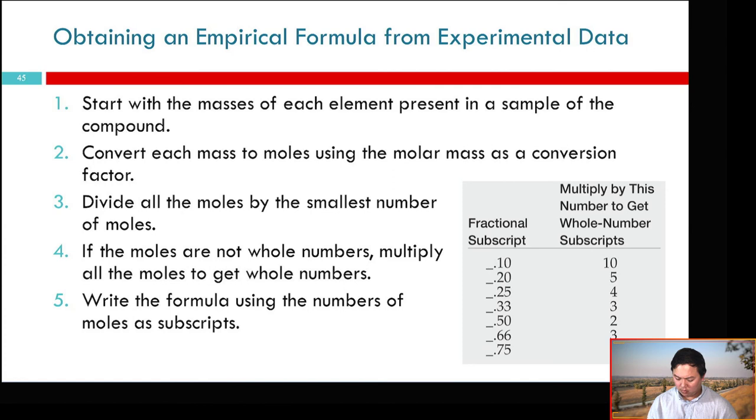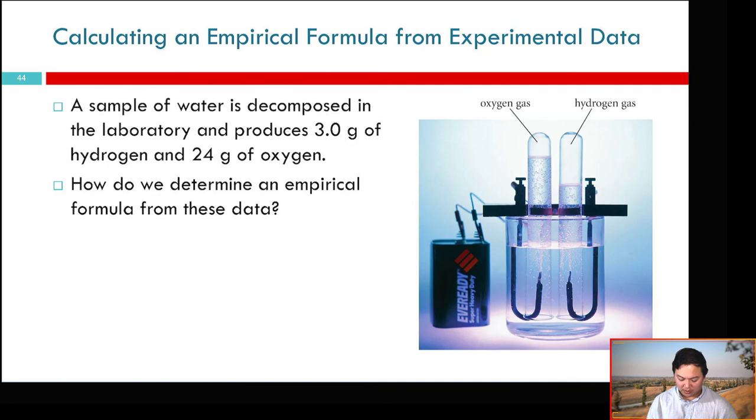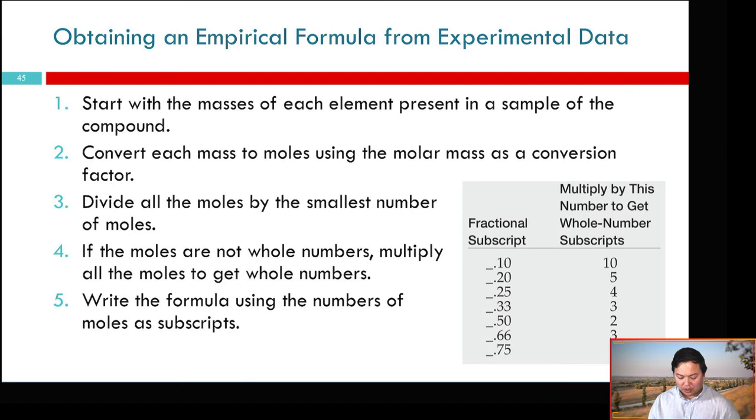Okay, yeah. So we'll do this as an example on a slide here in a little bit. We start with the masses of each element present in a sample of the compound. So for our previous one we just talked about, we've got a mass of hydrogen, mass of oxygen. Then we convert each mass into moles using the molar mass as a conversion factor, right? So we have the molar mass of hydrogen, molar mass of oxygen. Then we divide all the moles by the smallest number of moles.